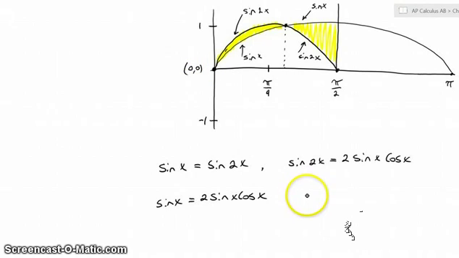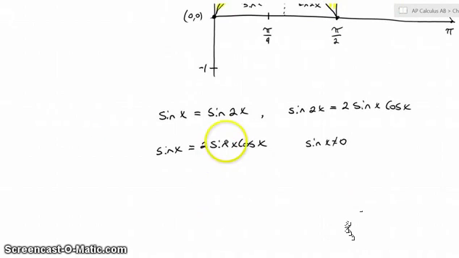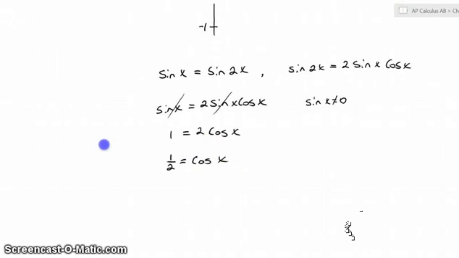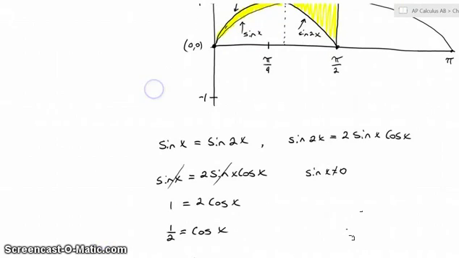So what we could do is we can say, all right, for any case that sine x is not equal to 0, we'll divide both sides by sine, and we'll get 1 equals 2 cosine x. And then 1/2 equals cosine x. And now we just need to know, where is cosine x equal to 1/2? And that's actually at pi over 3. So this intersection point here is pi over 3.